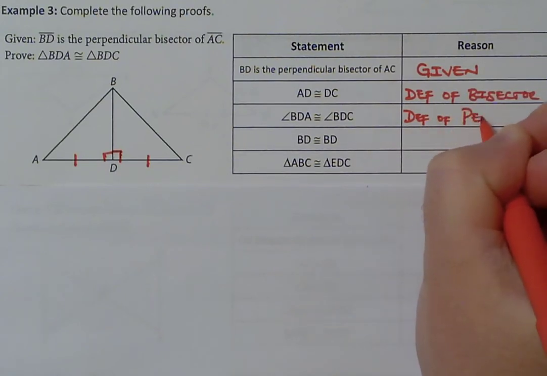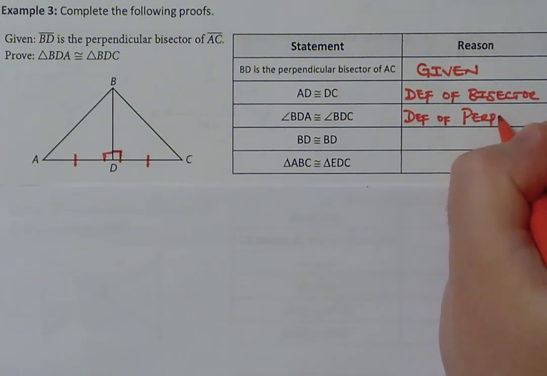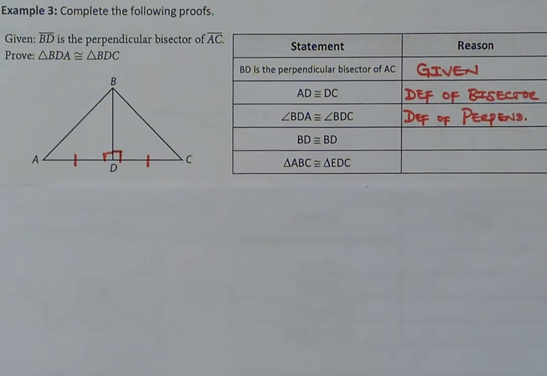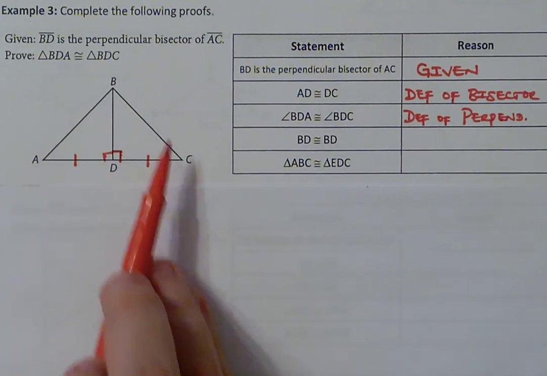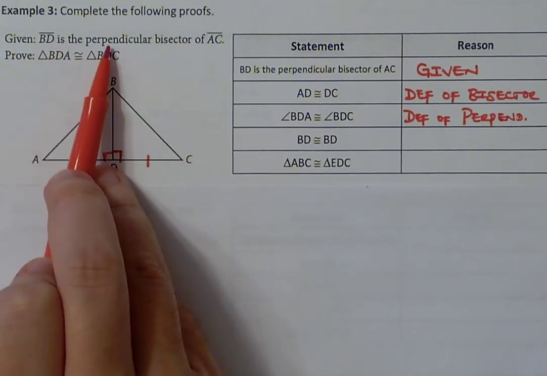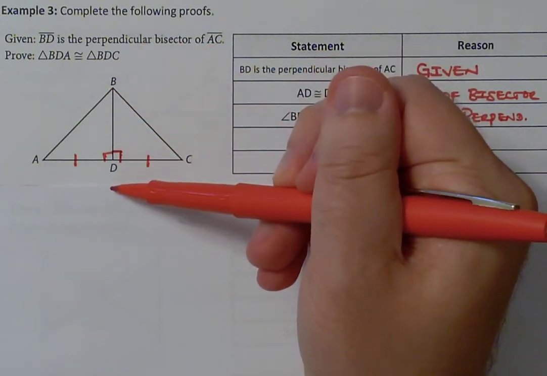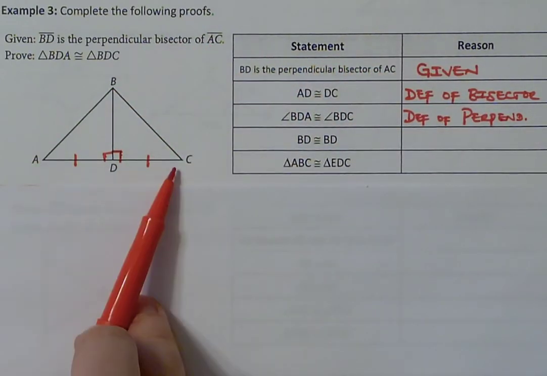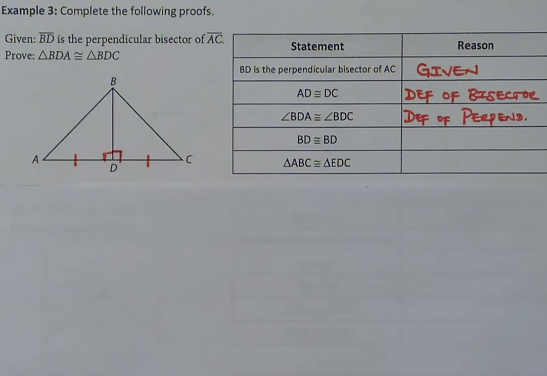And I'm not going to be able to get perpendicular fully in. But the definition of perpendicular lines states that two lines cross at 90 degrees. I know BD is perpendicular to AC because they told me. So it means this line crosses this line at 90 degrees. If this is 90, that means this is 90 as well.